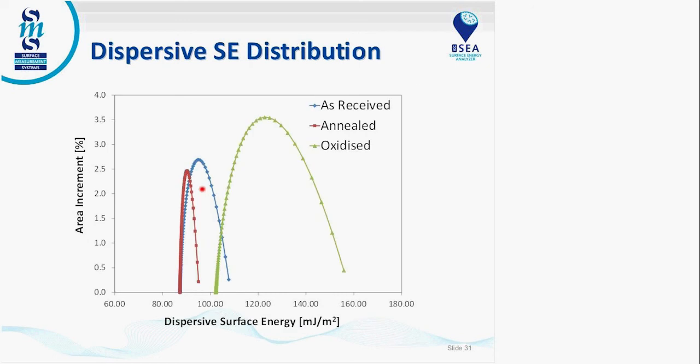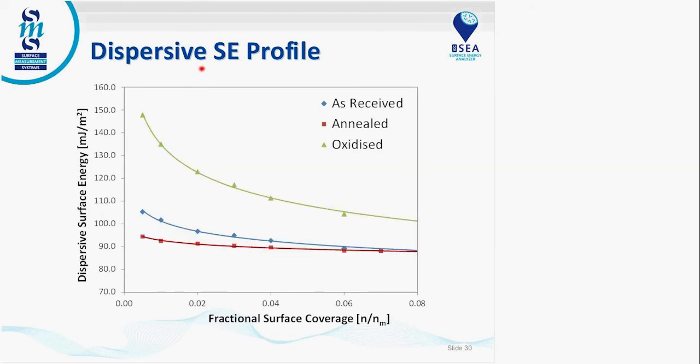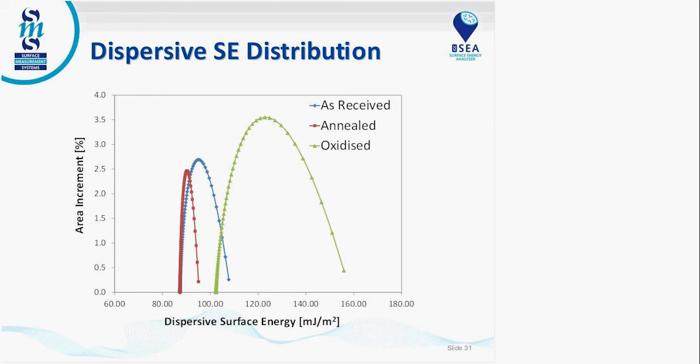We convert that to a distribution, which you may have seen in some of our other presentations. This is essentially taking this, integrating the area under the curve, getting a very simplified visual distribution function. And you can see the annealed has a very narrow and lower energy, whereas the oxidized has a broad distribution of surface energy sites and a broad span of values.